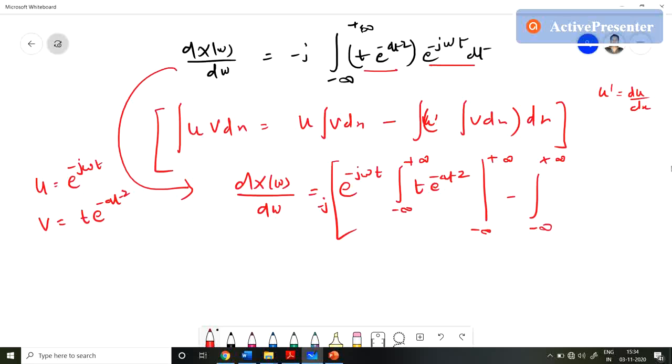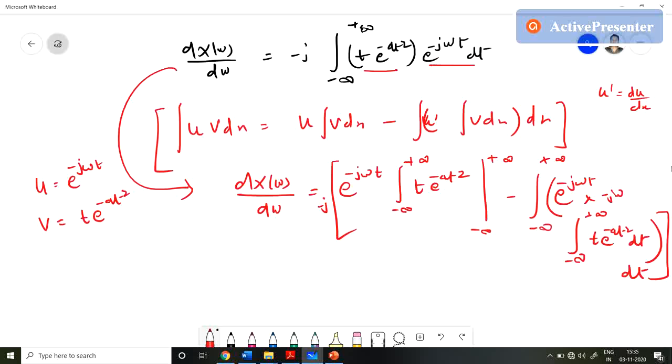So the differentiation is e raised to the power minus j omega t, and the differentiation is with respect to t here. So what we are getting here is minus j omega, and we have the integration from minus infinity to plus infinity of t e raised to the power minus a t square dt, whole bracket closed, and dt. So we are going to solve this.